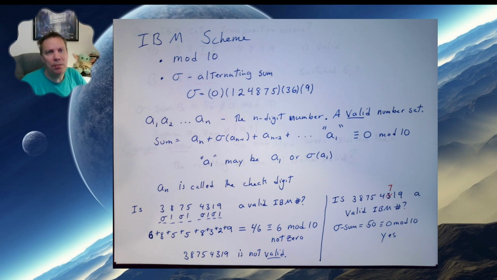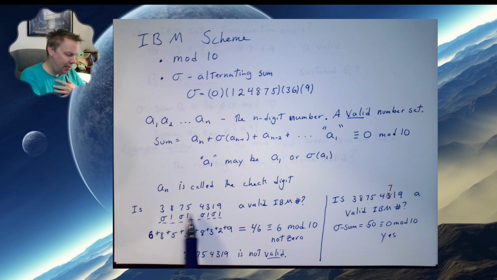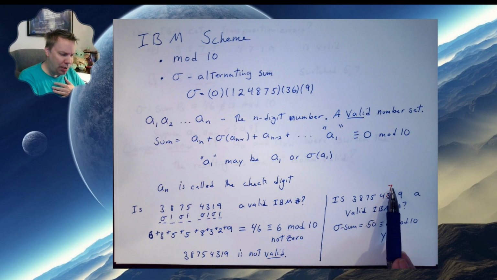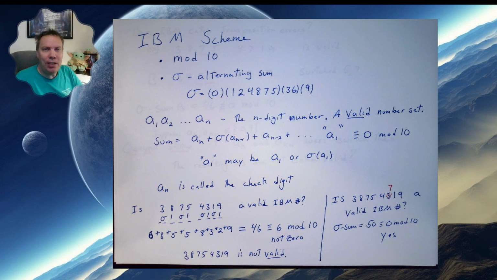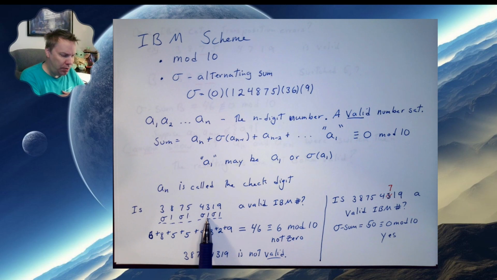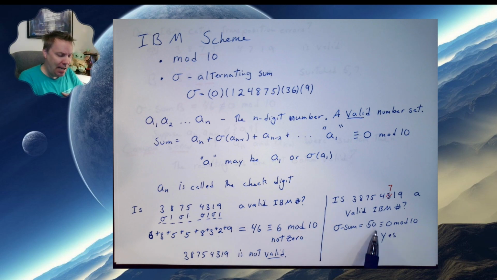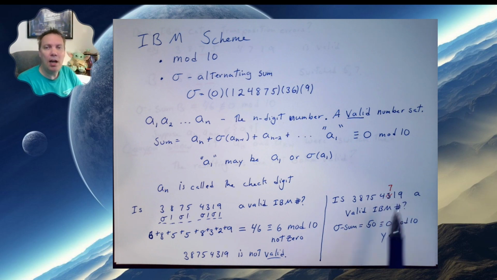So here's an example of something that is valid. I'm going to take this number, and what I did is I rewrote this, and I changed the 3 to a 7. Changing that 3 to a 7 actually increases the sigma sum by 4, because 3 was attached to a 1, so raising the 3 raises that part of the sum to 7, and now I'm going to get 50, which is congruent to 0 mod 10. So the number 38754719 is a valid IBM number.